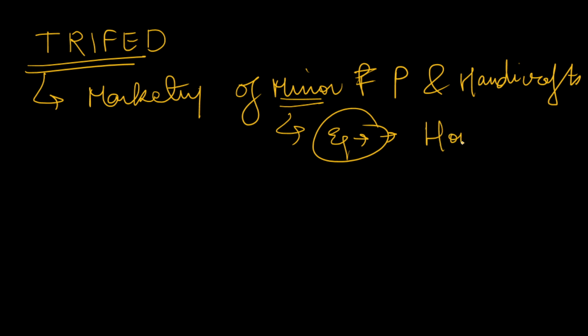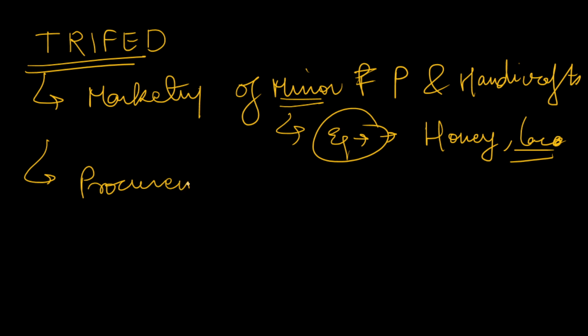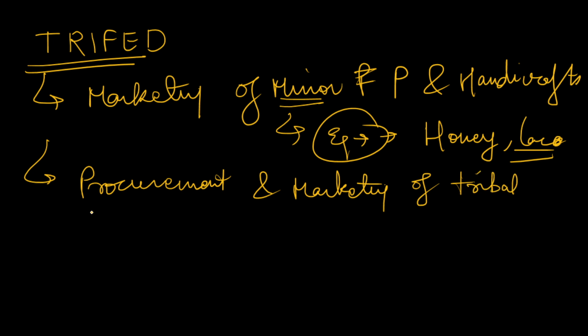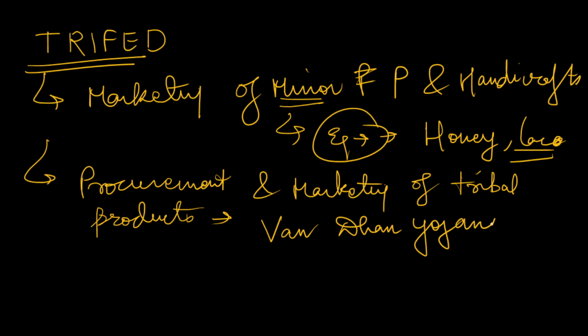For example, natural honey, and there are lac made products. So all these things are there. Secondly, it has a role in procurement and marketing of tribal products, and there is a scheme through which it procures, that is Vandhan Yojana. Do remember this scheme, very important.